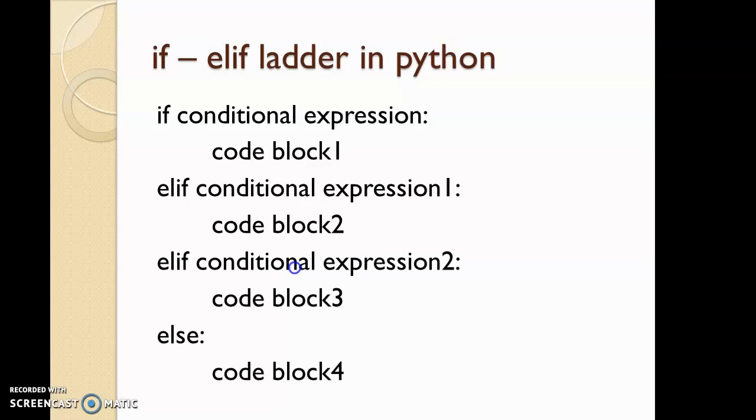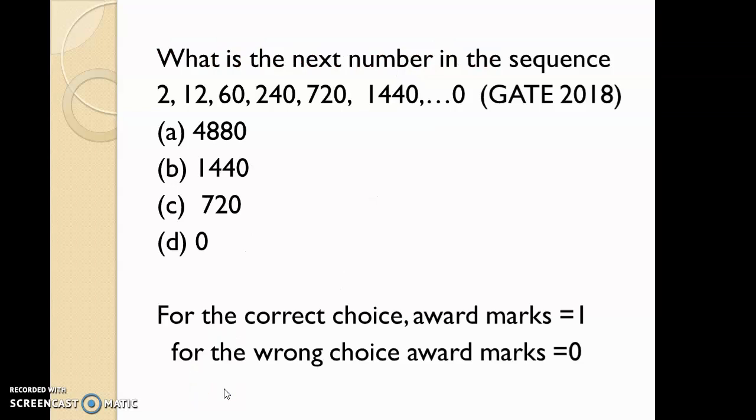Suppose this also becomes false, that means all the conditions become false, then finally the else clause will be executed. So the advantage of the else if ladder is, if one condition becomes true, the other conditions will not be evaluated. Now let us take a simple problem and write a program using Python.